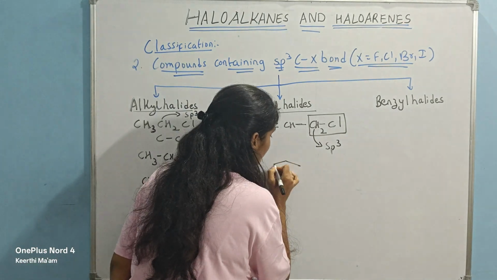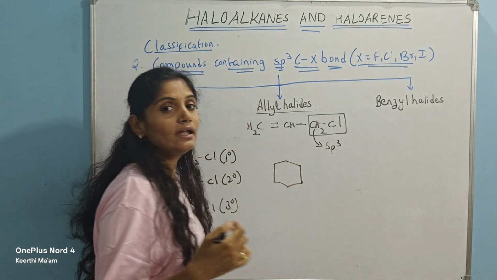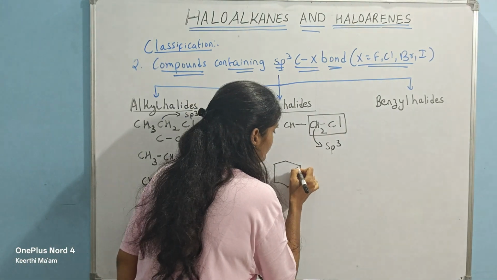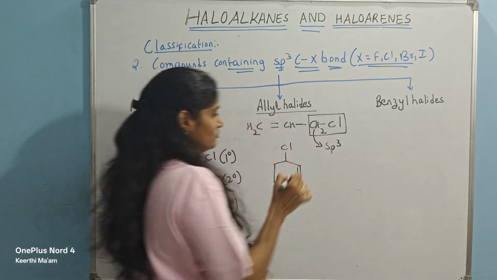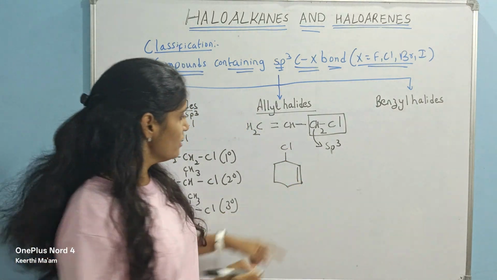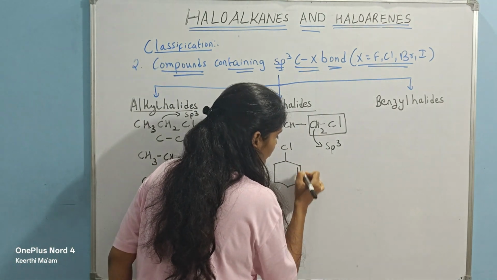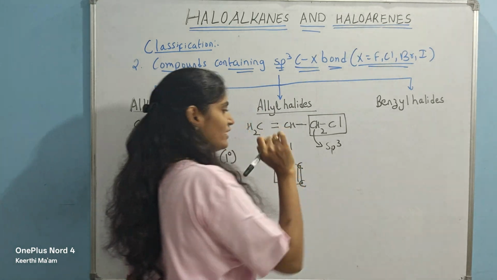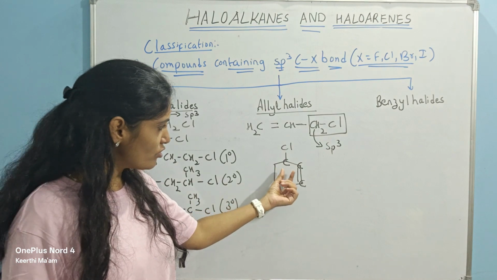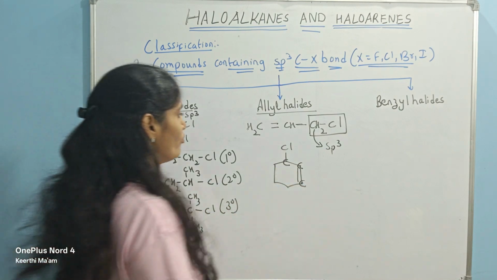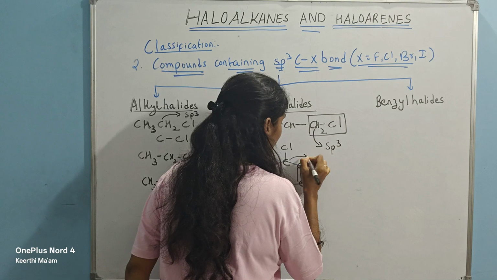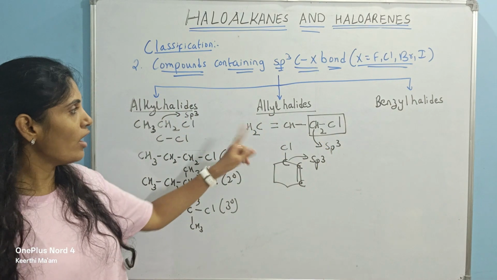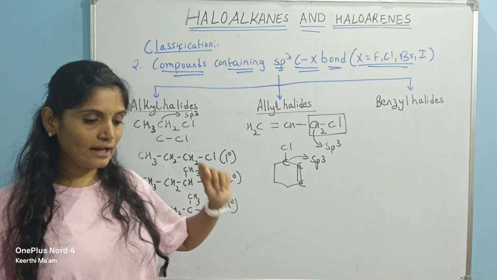Now you can have allyl halides even in cyclic compounds. So this is my allyl halide. You can see the carbon skeleton here: carbon double bond carbon, single bond carbon, and this carbon is attached to your halogen. So this is also an example of an allyl halide. And this carbon holds which hybridization? sp3 hybridization. So this is how you should be identifying allyl halide.